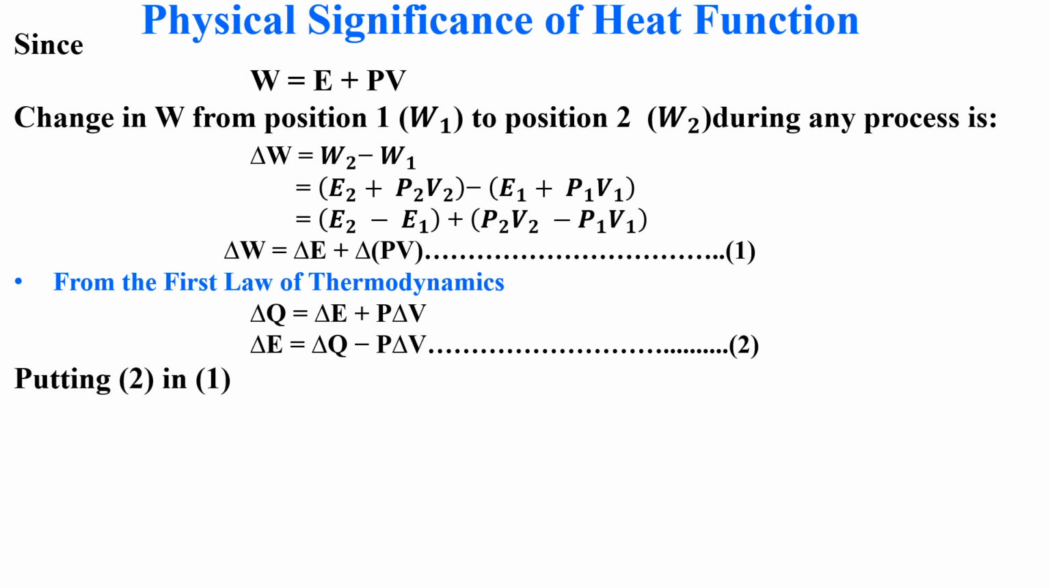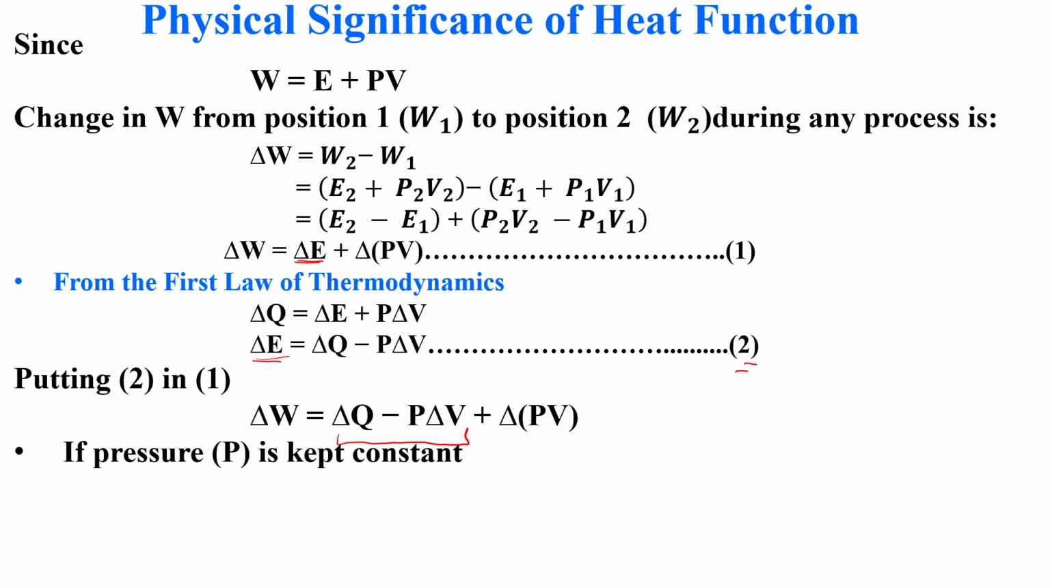Now putting this equation number 2 into 1, putting this del E into equation number 1, we will get del W is equal to del Q minus P del V, which is from equation number 2, plus del of PV.